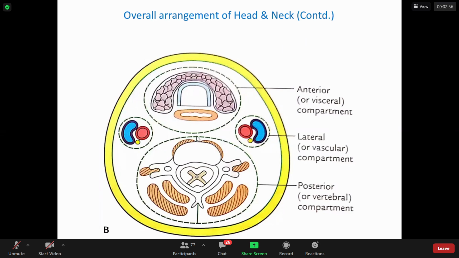And I've told you, if we make a very simplified idea of the arrangement of the head and neck structures, we can tell that it has an anterior visceral compartment which contains the trachea and the esophagus, and there is a lateral or vascular compartment along with the nerves, which contains the major vessels of this region, and finally the posterior vertebral compartment, where the vertebra itself is, the spinal cord, and along with that the muscles surrounding the vertebral column. So this is a very simplified one.